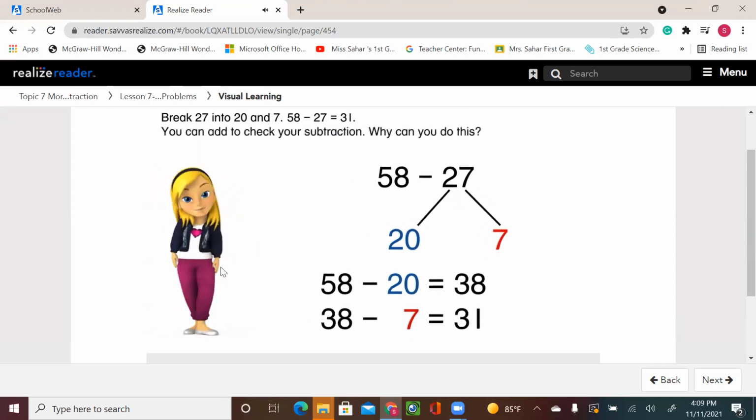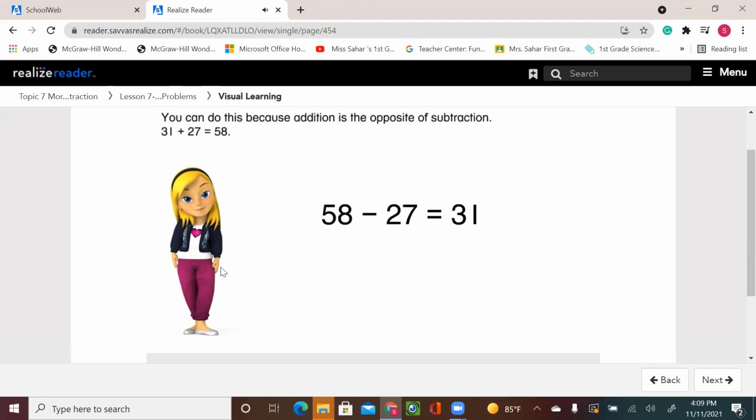You can add to check your subtraction. Why can you do this? You can do this because addition is the opposite of subtraction. The numbers should be the same. 31 plus 27 equals 58. Robert bought 31 robots.